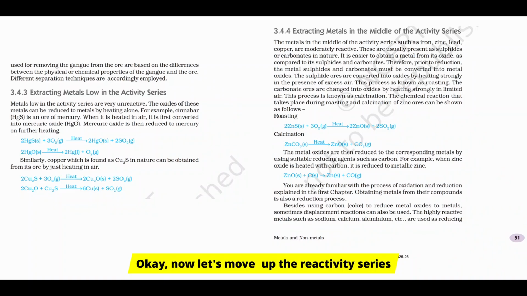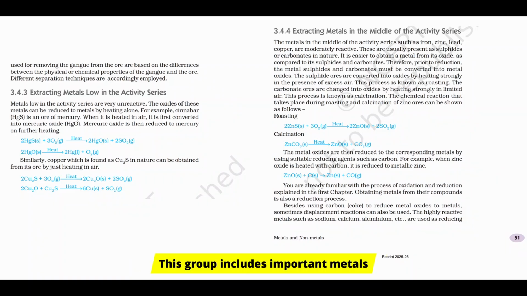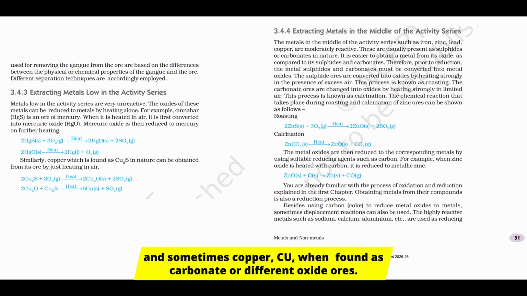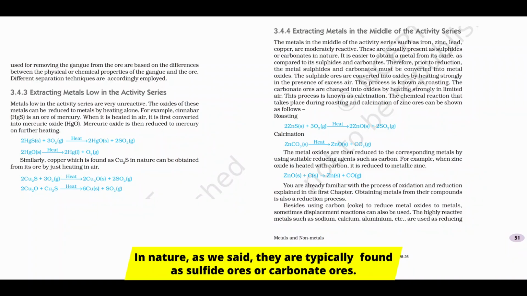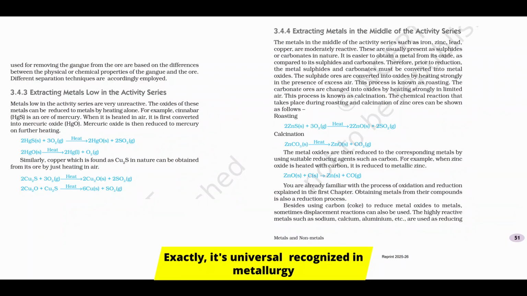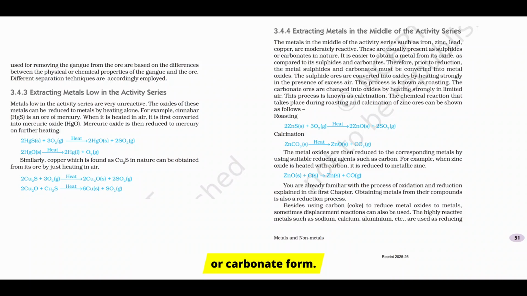Okay, now let's move up the reactivity series to extracting metals in the middle of the activity series. This group includes important metals like zinc, Zn, iron, Fe, lead, Pb, and sometimes copper, Cu, when found as carbonate or different oxide ores. These metals are moderately reactive. In nature, as we said, they are typically found as sulfide ores or carbonate ores. And oxides are easier to reduce. Exactly. It's universally recognized in metallurgy that it's much easier to obtain a metal from its oxide form compared to its sulfide or carbonate form.